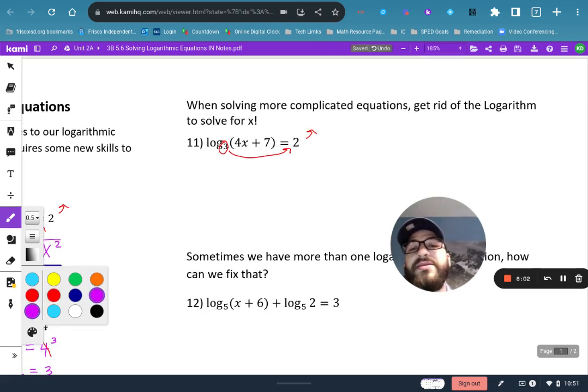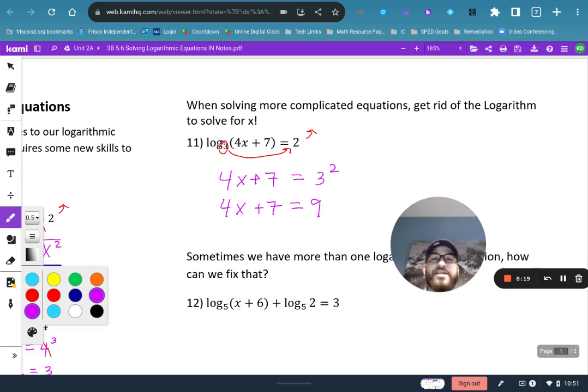We've been doing this. So that's going to mean 4x plus 7 is equal to 3 squared, which of course means that 4x plus 7 is equal to 9. So from here, that's just a linear function. Once I moved it over, I got that exponent. Now I can just treat it like anything else. So minus 7 to both sides.